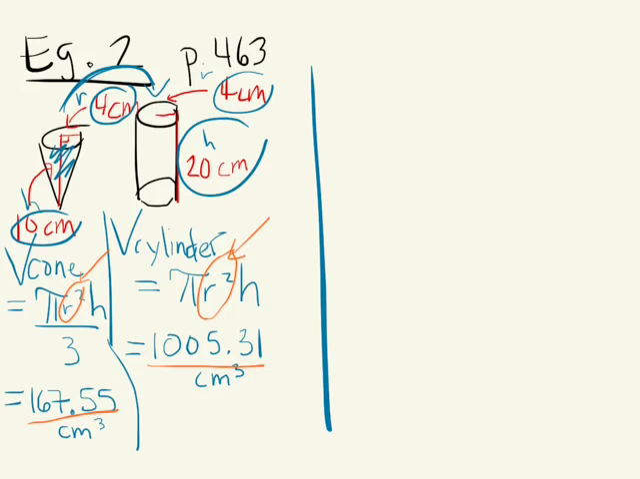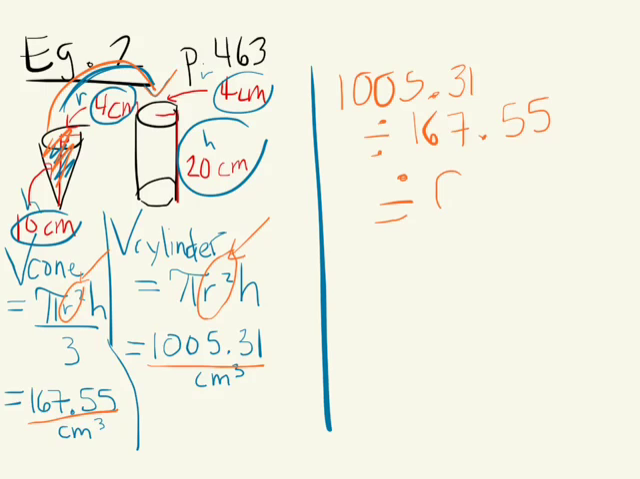What was the question asking you to find? We need to know how many times we have to fill this paper cup in order to fill up the cylinder. Good. We're going to divide the volume of the cylinder by the volume of the cone, and we end up with approximately 6. So therefore, you have to fill the paper cup 6 times in order to fill up the cylinder. And that's how you solve this question.